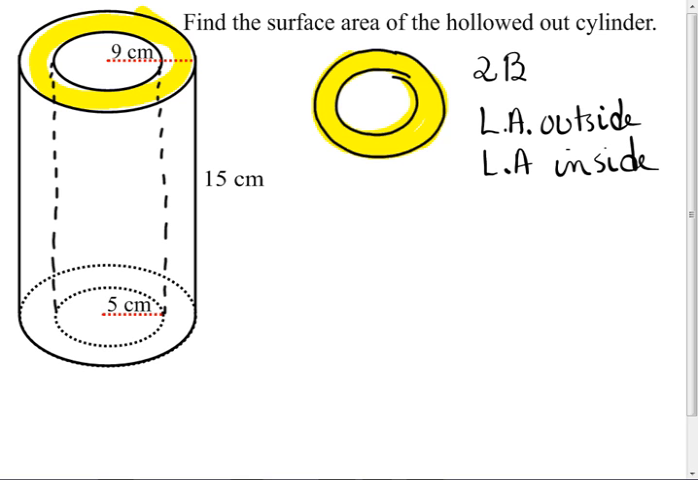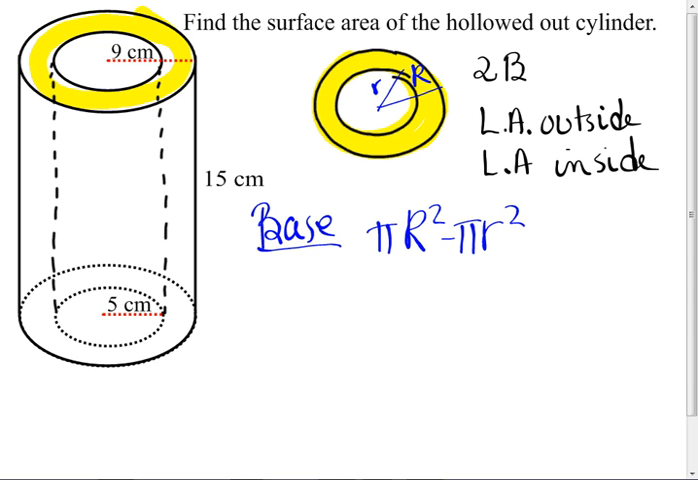So let's do the bases. This is what you do. You do 2 pi 9 squared plus... well, let's get the plan. And then you subtract the smaller. Right, it's pi big R squared minus pi little r squared. Should we do that right away? Yeah, because we've got our plan here.